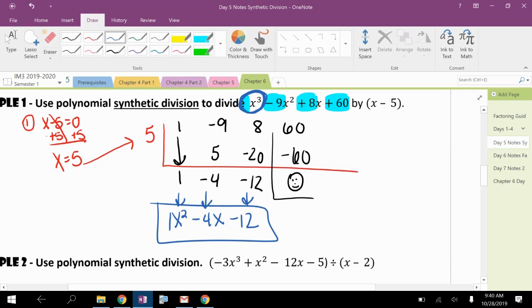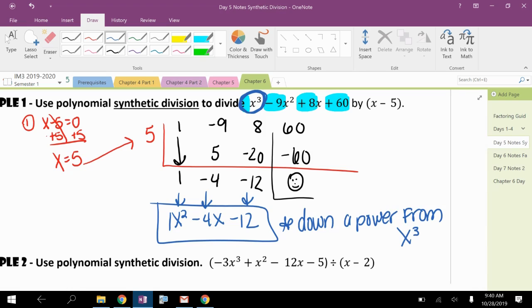And I'm done. Now again, that seemed probably super crazy and confusing. But once you get used to it, you're going to be like, this is the easiest thing ever. I'm telling you, I promise. Okay? So maybe make a note for yourself that we went down a power from x cubed so that you know where that came from. I started at x cubed, but when you divide, think about that. When you do x cubed divided by x, you get x squared. There's a reason why it's going to go down a power.